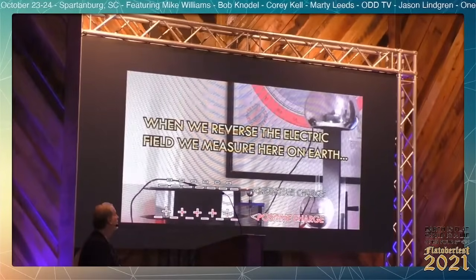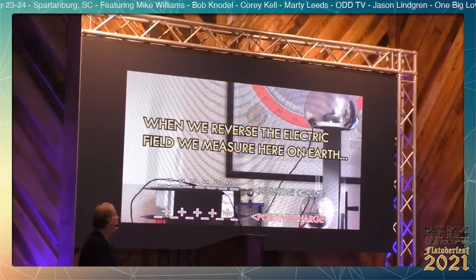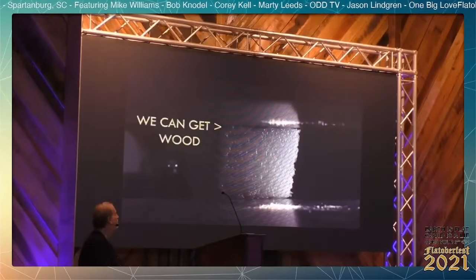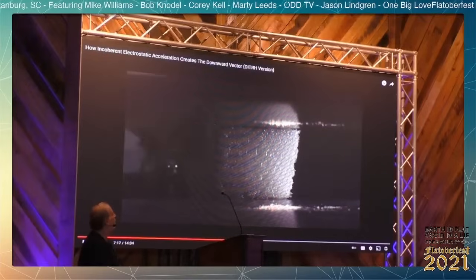When we reverse the polarity of the electric field and put a negative surface above a positive one, we can reverse this electrostatic phenomenon and get things to stick to the upper plate as if it were the ground. This works with all types of matter.